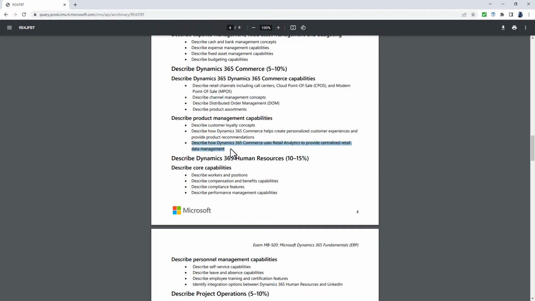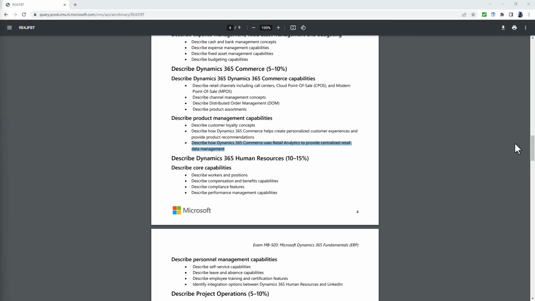This last bullet point is being rewritten, no longer looking at retail analytics, but describe how Dynamics 365 Commerce uses Dynamics 365 Customer Insights. So that is a separate paid-for thing that you can subscribe to and integrates with Dynamics 365. There is an additional bullet point, describe how Dynamics 365 Fraud Protection reduces fraudulent activities in the system.